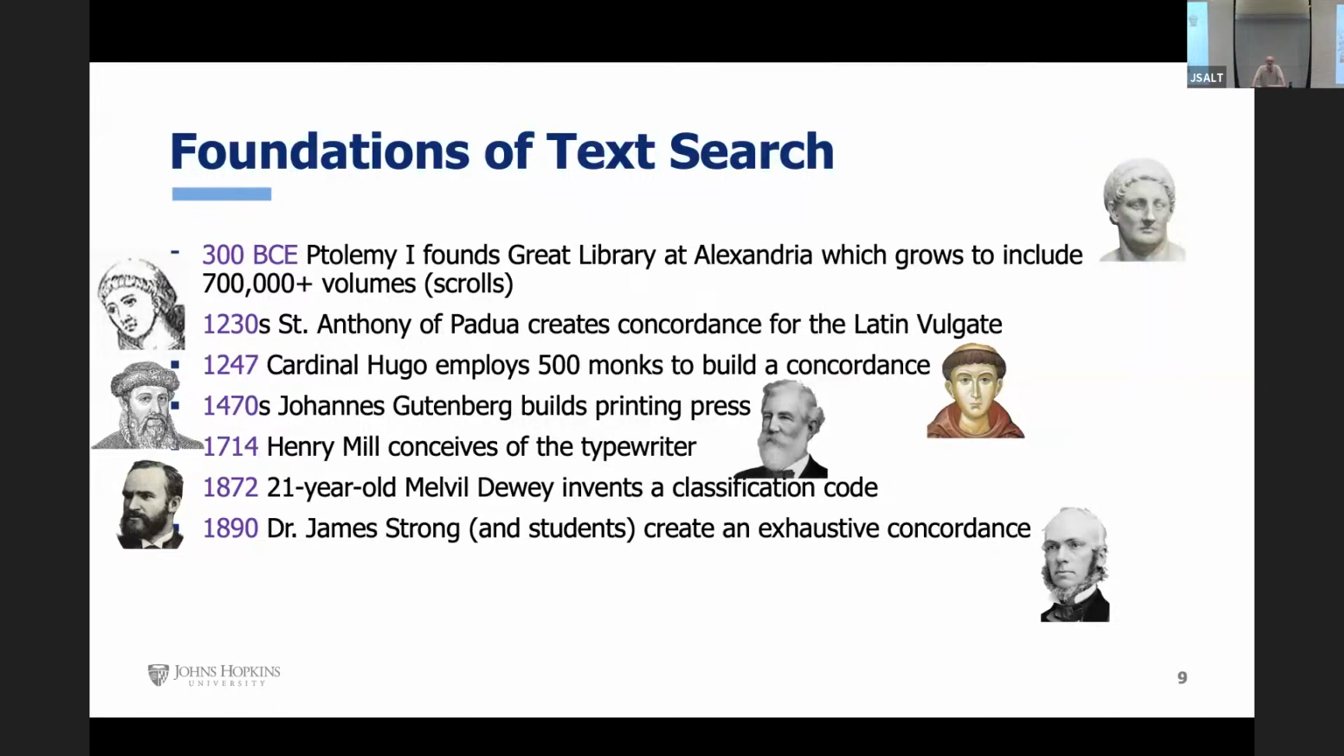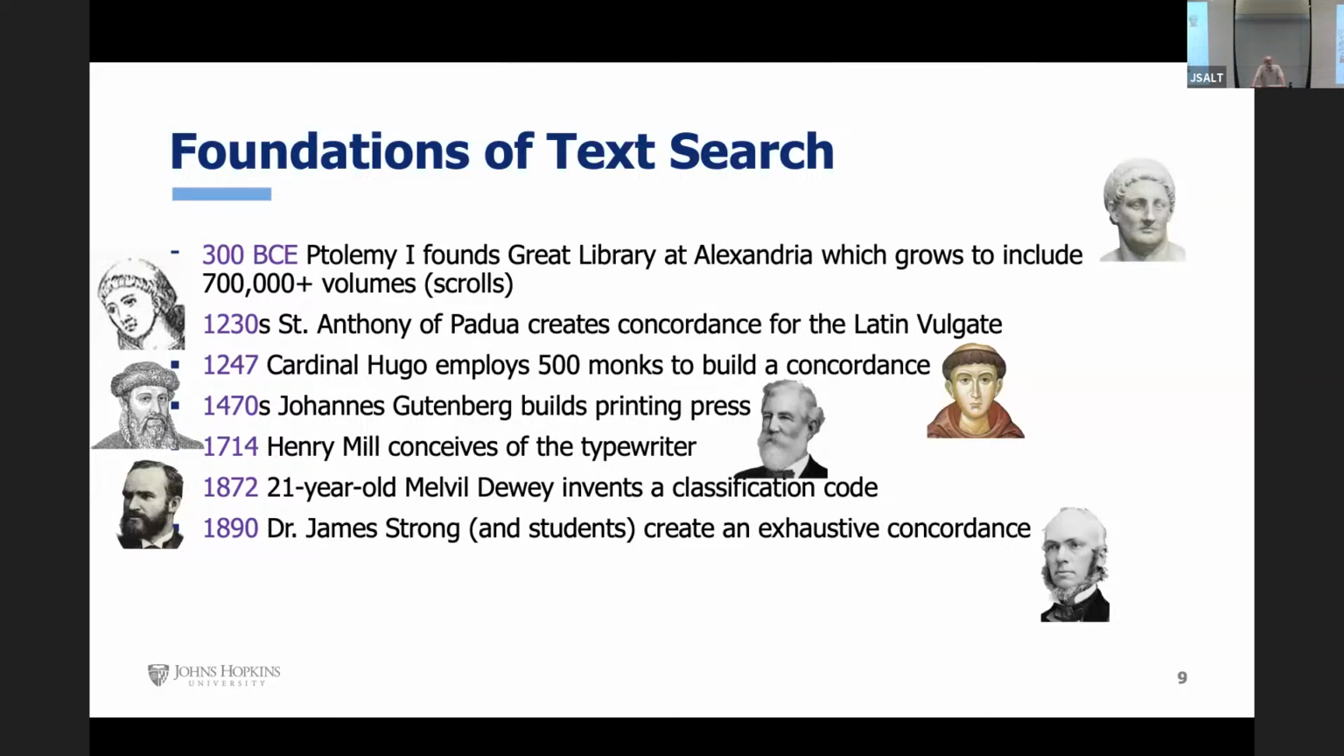Text search, we can probably trace it back to the Great Library at Alexandria, 300 years before the Common Era. And that library got pretty big, especially for the time. 700,000 volumes is pretty large. And you can imagine having to retrieve particular documents in that library when you don't have electronic systems.